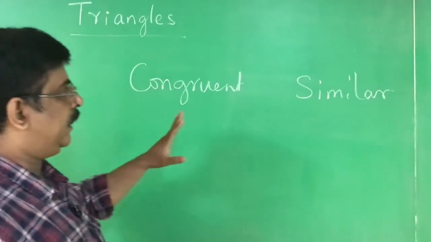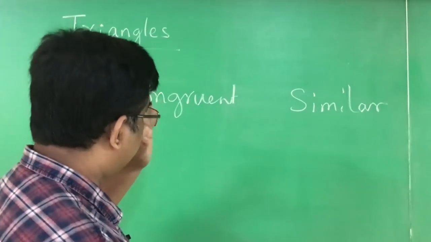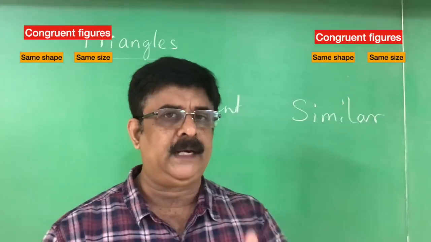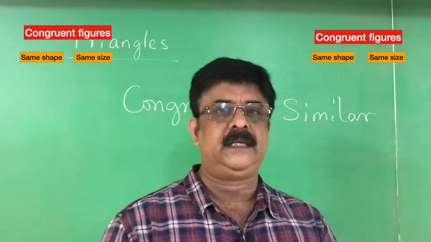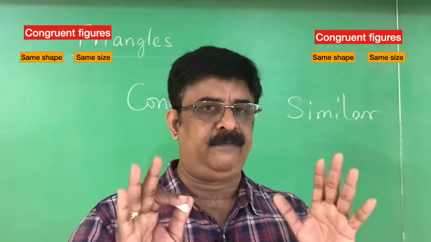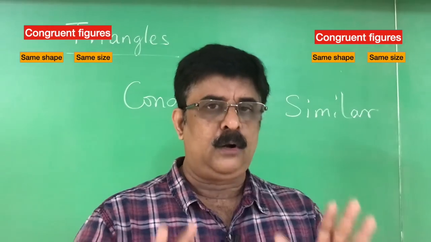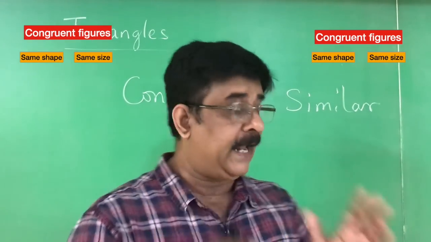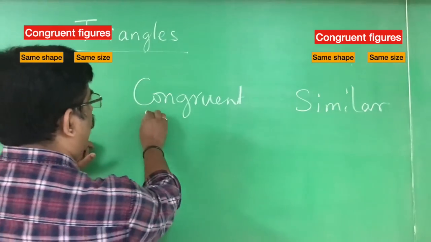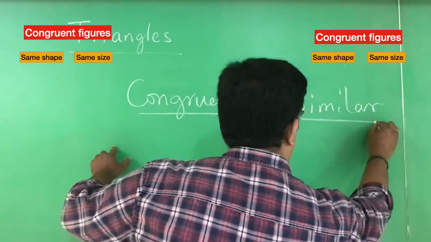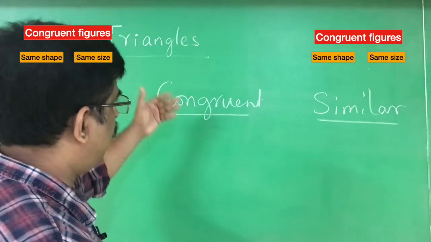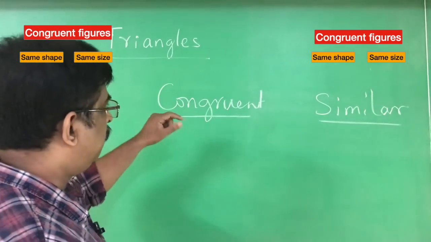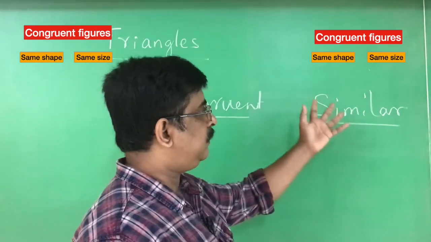The student should be able to understand the difference between these 2 terminologies. One is congruent, another one is similar. According to the definition, it is very simple. Congruent and similar figures are both geometrical figures. But what is the difference between congruent figures and similar figures?